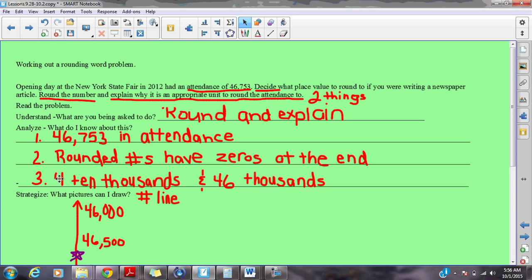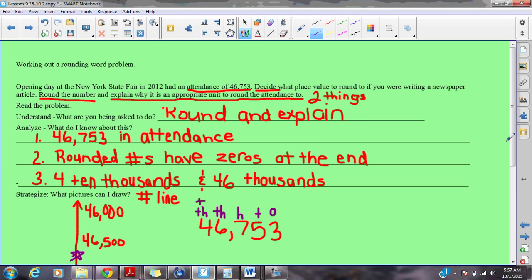Number three, I wrote down that in this number there are 4 10,000s and there are 46 thousands. So you could say there's 6,000s too, but when I rename it, I could say there's 46 thousands. Now, I know in order to strategize, I have to draw some pictures. Pictures can include place value charts, number lines, or actual pictures of something. And so one thing I didn't do was make my place value chart over the number, so I'm going to take a moment and do that right now.